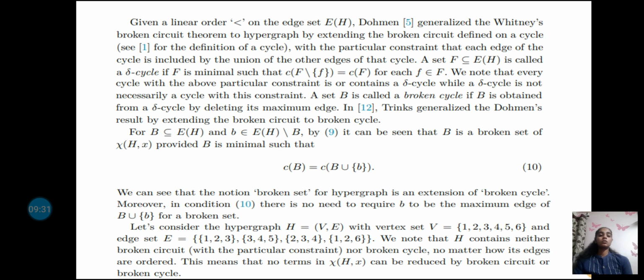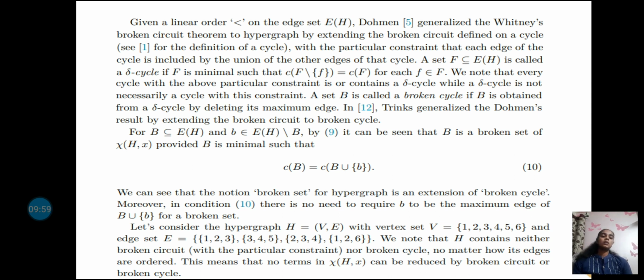For B belonging to E(H), by 9 it can be seen that B is a broken set of H provided B is minimal. We can see that the notion of broken set for hypergraphs is an extension of broken circuit. Moreover, in the condition there is no need to require the maximum edge of B for a broken set.